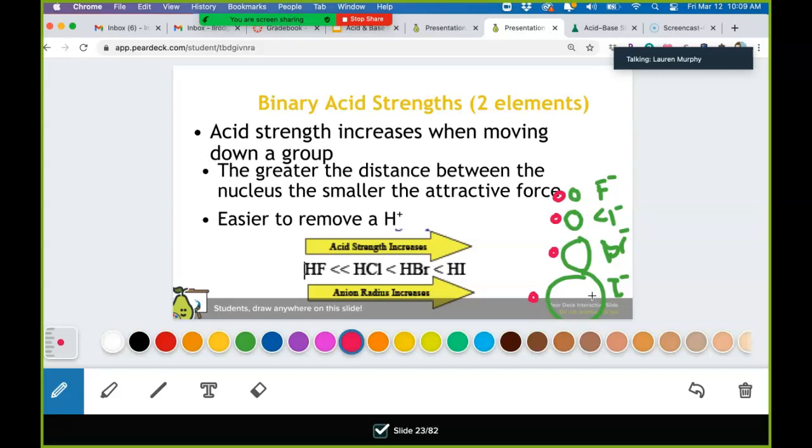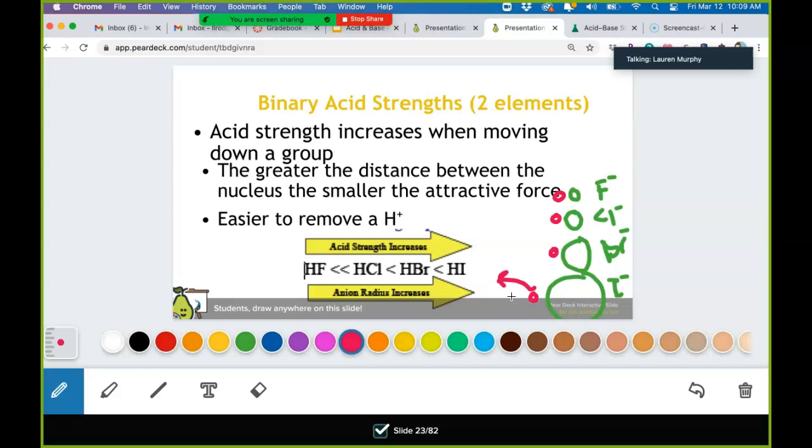Whereas I is huge, okay? So the H can only get so close to the I. So because of that, the H is easy to pluck off. It experiences a weaker Coulombic force of attraction because of the size of the iodide ion. And therefore the hydrogen can be removed easier because it's not held as tightly.